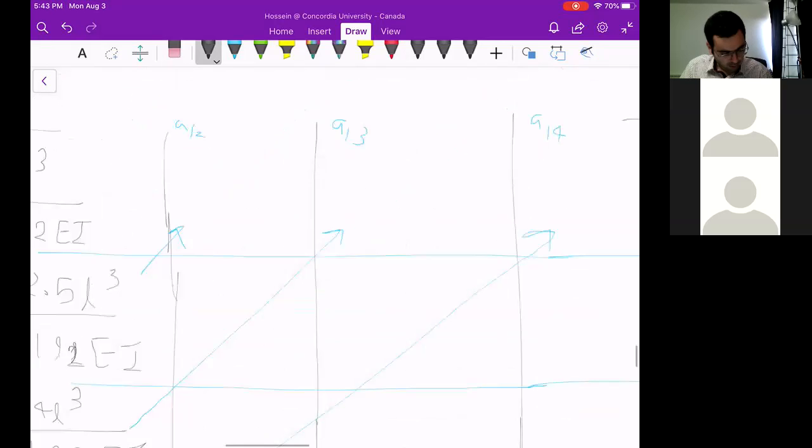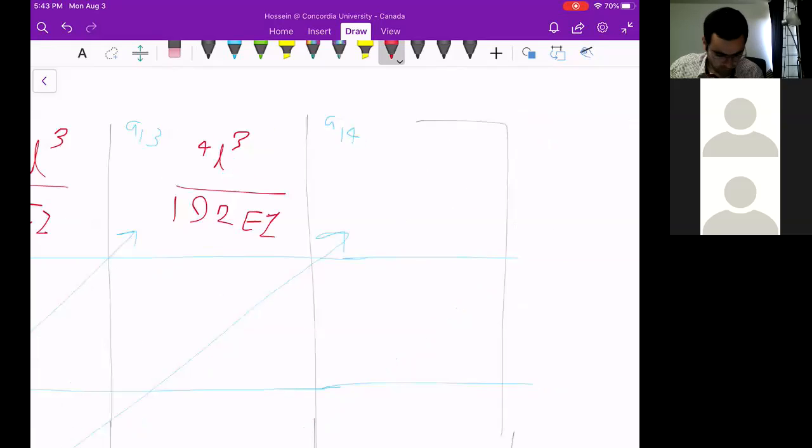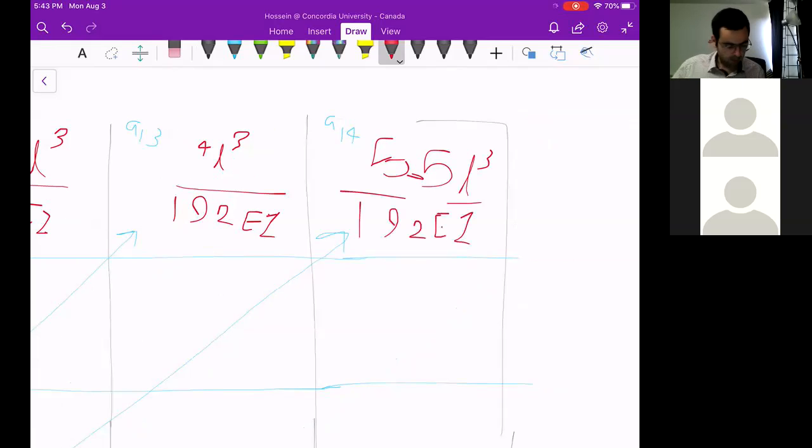So let me write down these two with the red color. Just simply L cube over 192 EI and 5.5 L cube.